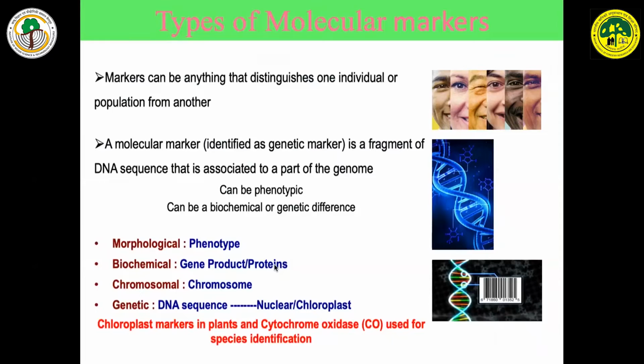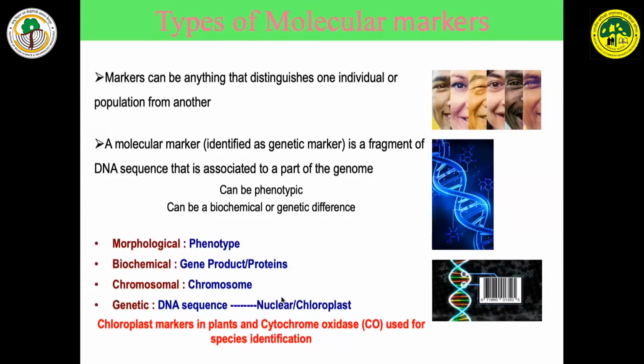So molecular markers: a marker is anything that distinguishes one individual from another, so that is a morphological marker, or a molecular marker, any segment of DNA associated with a phenotype, and it can be associated with the genome or a gene. There are different classes of markers. Earlier, morphological markers were used, that is, phenotypic classification based on color, structure, and many other morphological characters, but those did not resolve the issues.